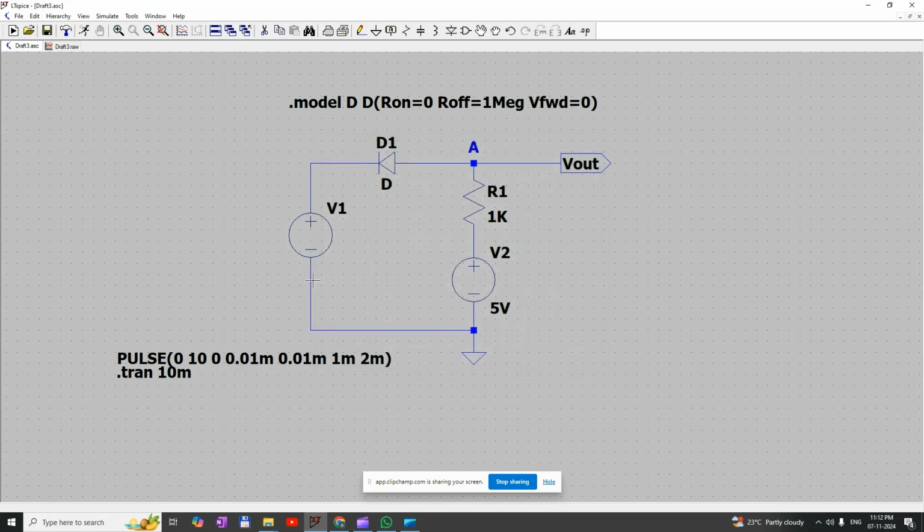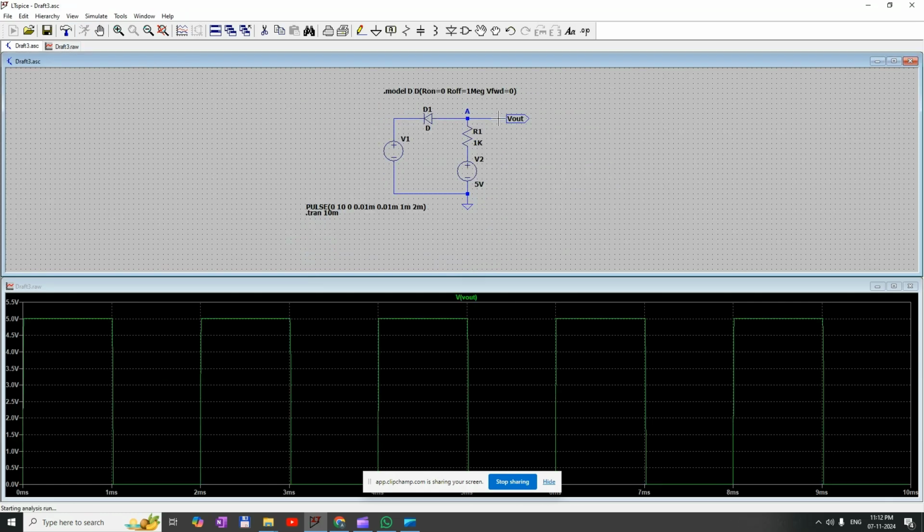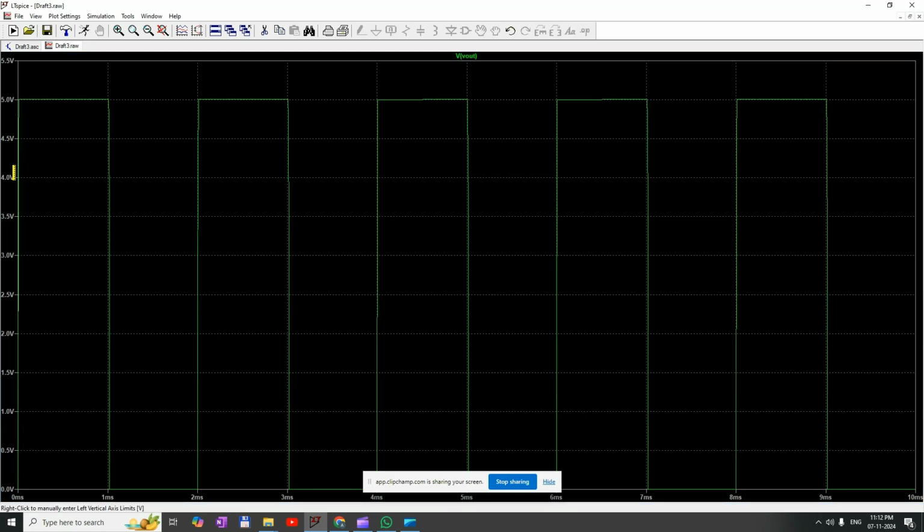Okay, we are going to apply the input voltage from 0 volt to 10 volt. We are getting constant 5 volt on the V out. Let us verify the simulation. See, we are applying from 0 volt to 10 volt, but once it crosses 5 volt, the diode will clip, so we will get the constant 5 volt.